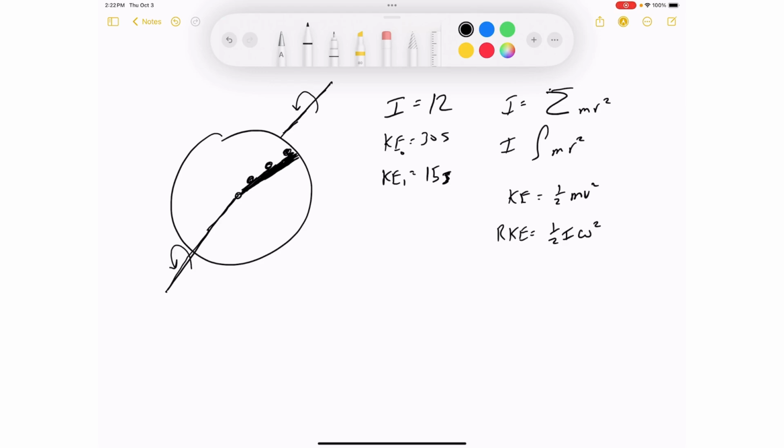Okay, so we have this spinning thing. It has an inertia of 12. It has an initial kinetic energy of 30 and a final kinetic energy of 15 joules. This thing is going to slow down. Well, how fast is it slowing down? Well, the acceleration is 0.5 revolutions per second squared.